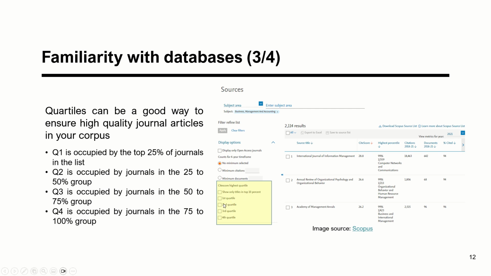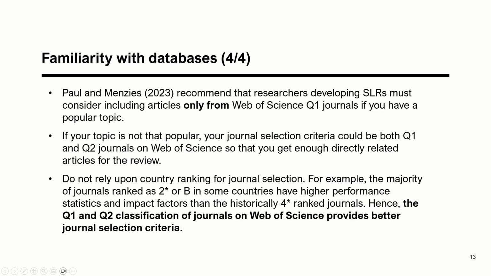You can also do that within Scopus, where you can see the first quartile, second quartile, third, and the fourth, where you're looking at it by the CiteScore highest quartiles. Now, some researchers have recommended that SLRs must only consider looking at Q1 journals from Web of Science. But again, if your topic is not very popular, it's still in an exploratory phase where you may not find a lot of articles that have already been published, you may relax your criteria a little. You may go beyond Q1 into Q2 journals as well. And the Q1 and Q2 classification of journals on Web of Science is also a good journal selection criterion.